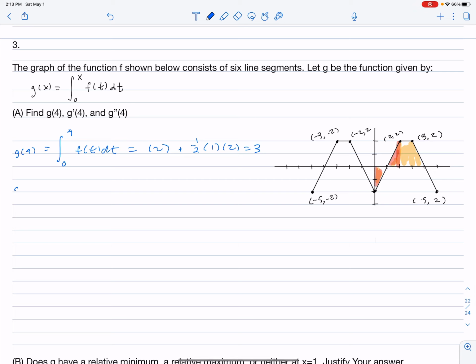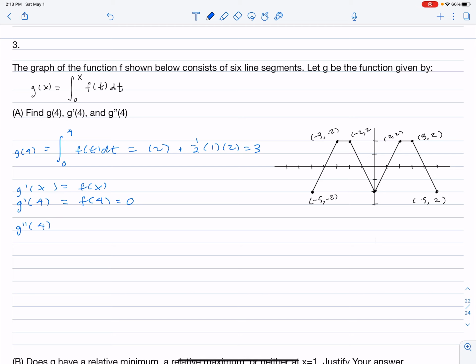Let's move on to g prime of 4. Let me just erase this stuff here. G prime of 4, well, let's take a step back for a second, just to make sure we're good. G prime of x equals f of x, right? Which means g prime of 4 equals f of 4. And what does f of 4 equal? F of 4 equals 0.